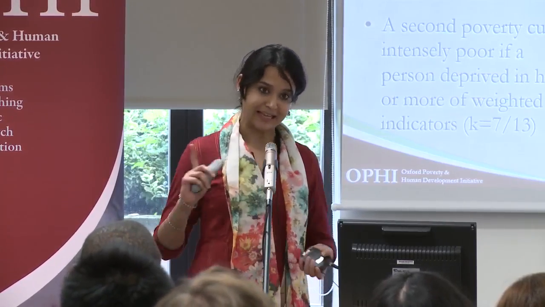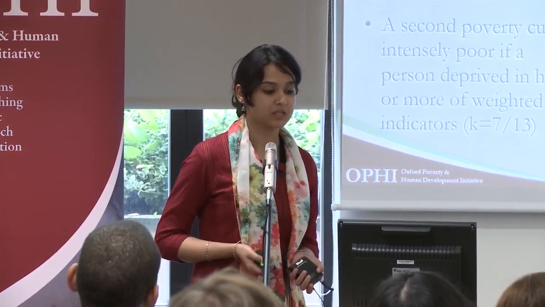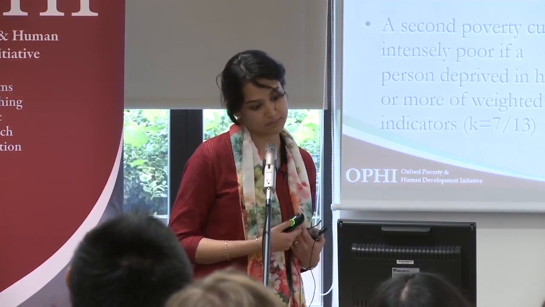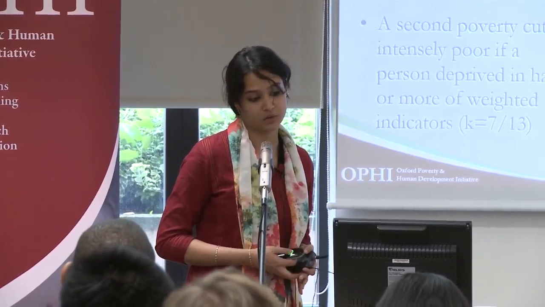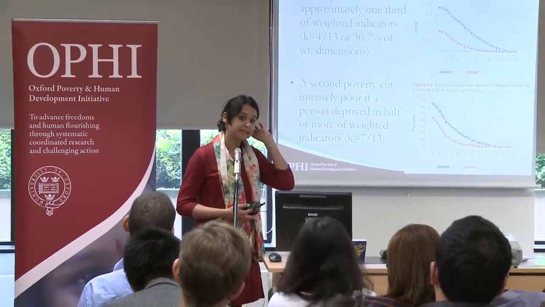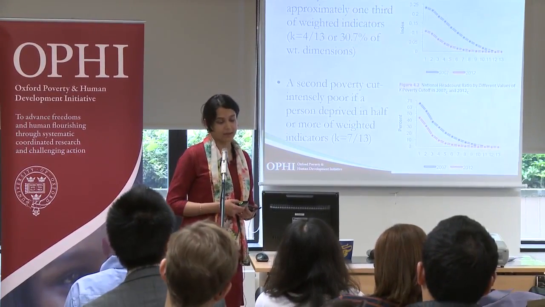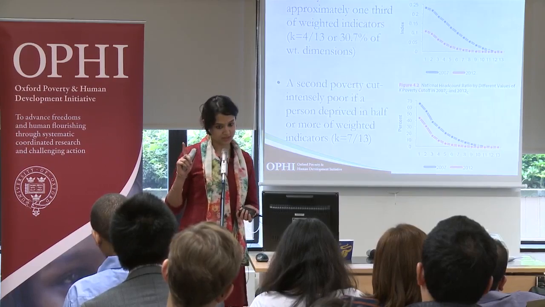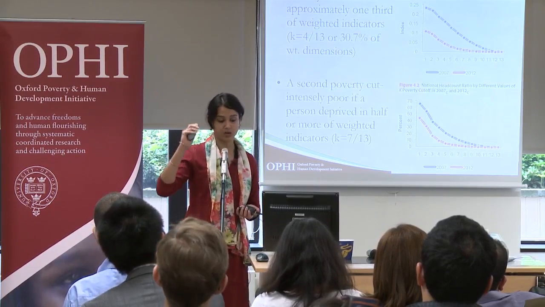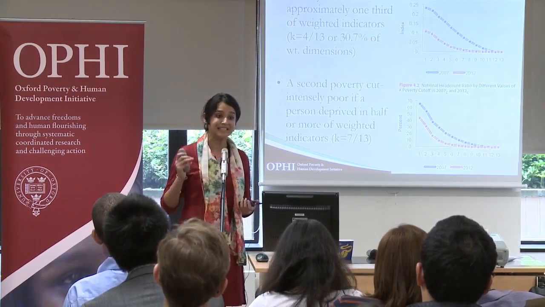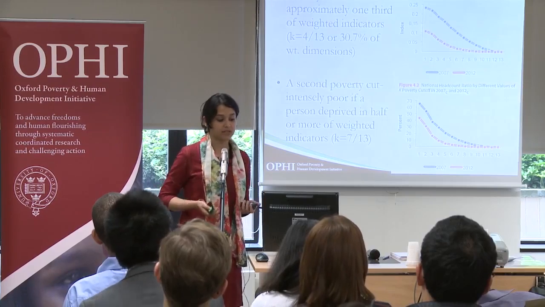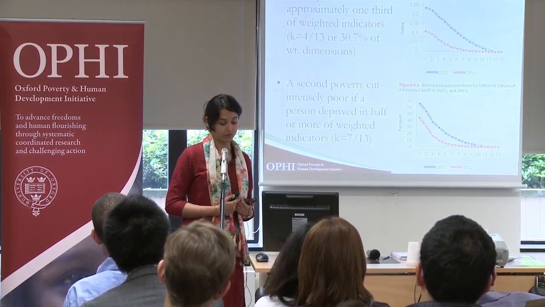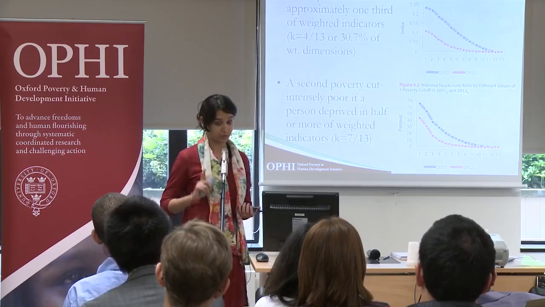In terms of the poverty cutoff, again, the idea was it would be approximately one third, because the global MPI is one third of the weighted dimensions. The idea for the Bhutan index was also to have approximately one third of the weighted indicators. So K was equal to 4/13, because there were 13 indicators, and that came up to roughly 30.7% of the weighted dimensions. And so that was the K cutoff to identify people who were poor. They had another cutoff to identify people who were intensely poor, and that was approximately half of the weighted indicators. So that came up to be 7/13, so the K value was 7/13 to identify people who were intensely poor.